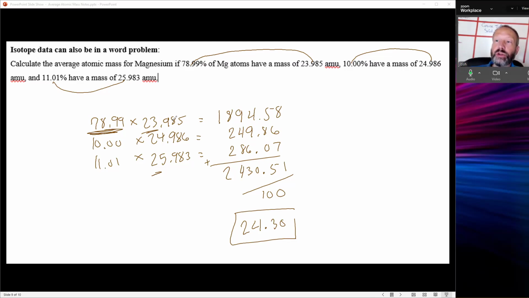Now, it should warn you if you forget this last step and you think your answer is 2,430, by looking back at the numbers in the problem. That does not make sense. And then you go, oh, silly me, I didn't divide by 100. So if you forget, look at your answer and just double check your answer makes sense. All right, good luck on your assignment. That's average atomic mass.